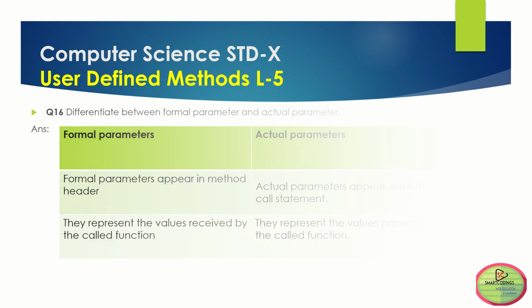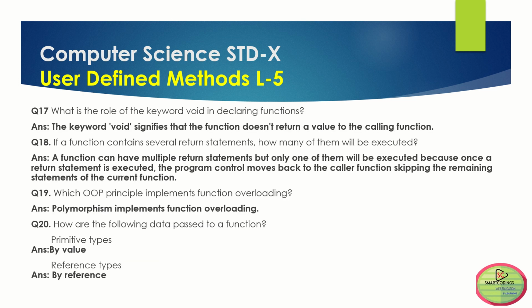Next question is, what is the role of the void keyword in declaring functions? It signifies that the function does not return a value to the calling function. Next question is, if a function contains several return statements, how many of them will be executed? A function can have multiple return statements, but only one of them will be executed because once a return statement is executed, the program control moves back to the caller function, skipping the remaining statements of the current function.